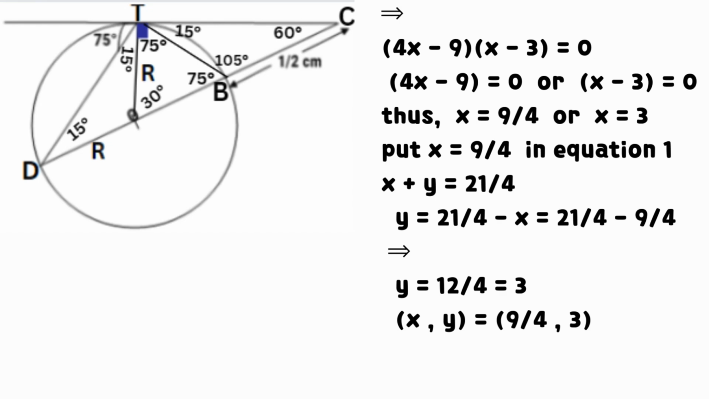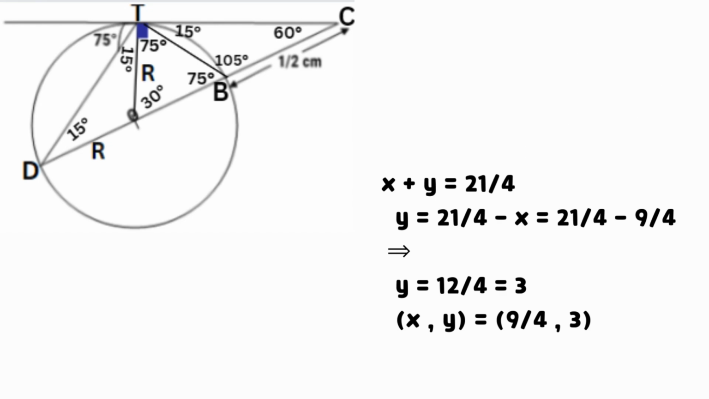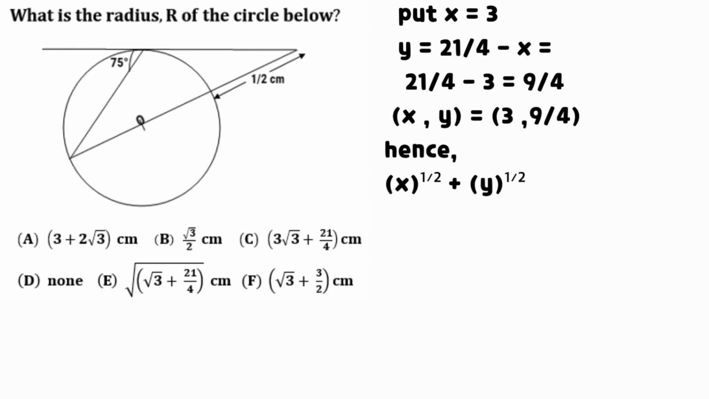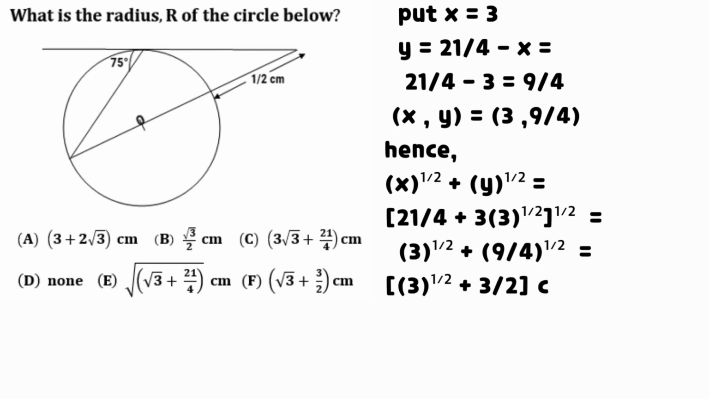Put x equals 9 divided by 4 in equation 1, and we have that y equals 3 after simplification. Thus, for a set of solution, x and y equal 9 divided by 4 and 3, respectively. Put x equals 3 in equation 1, and we have that y equals 9 divided by 4 after simplification. For the set of solution, x and y equal 3 and 9 divided by 4, respectively.